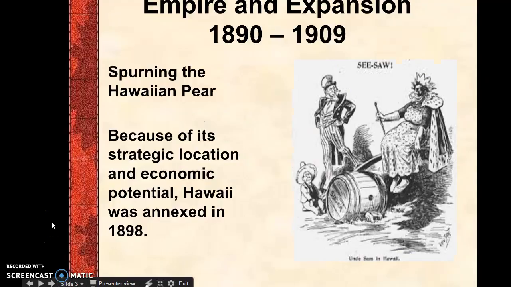Spurning the Hawaiian Pear is the next section. Because of its strategic location and economic potential, Hawaii was annexed by the United States in 1898. Americans had been interested in Hawaii for several decades. Its location just about halfway between the Americas and Asia, its fertile soil, and its tropical climate made it ideal for growing crops like sugarcane and pineapple. Even cattle thrived on that island.